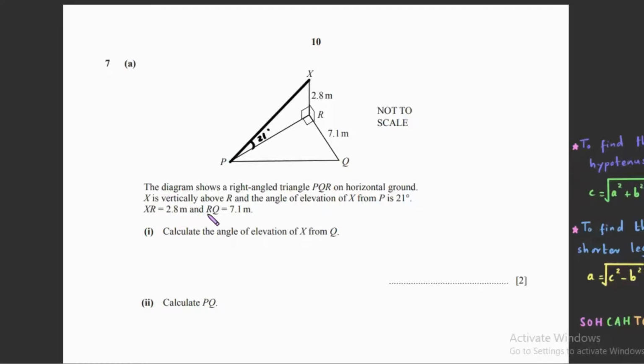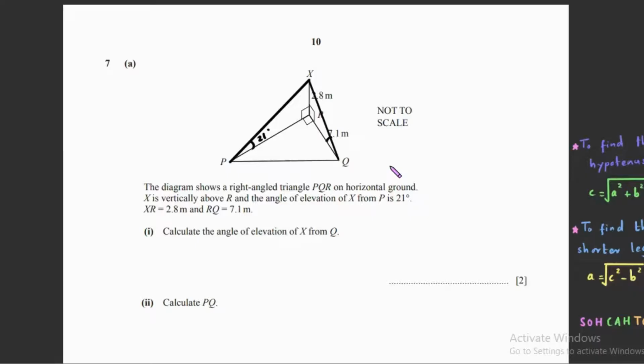XR is 2.8 meters and RQ is given to us as 7.1 meters. So the first question given to us is to calculate the angle of elevation of X from Q. So X from Q means this is the angle that we are supposed to calculate. So this distance is given as 2.8. This distance is given as 7.1.